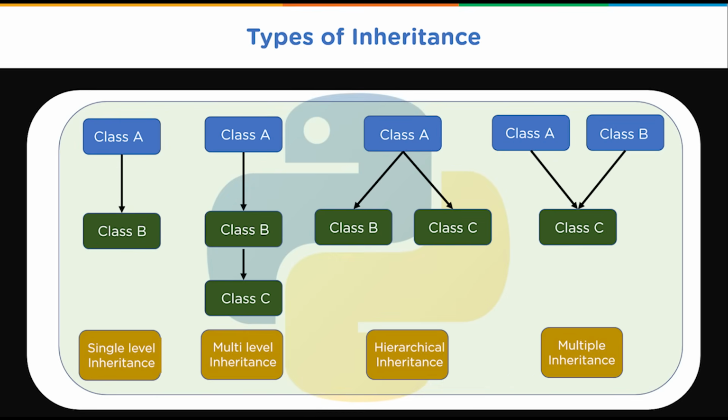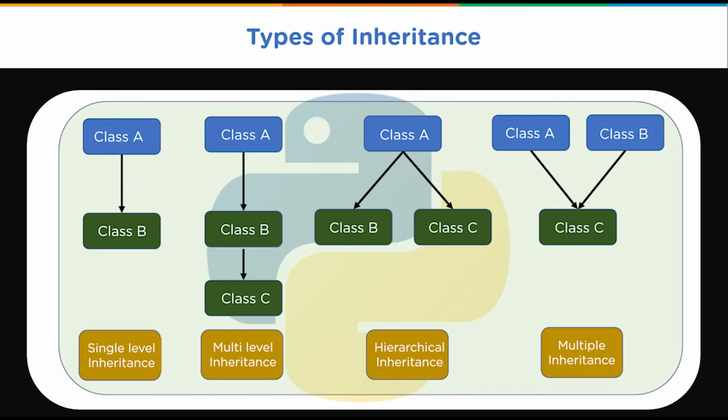Next is hierarchical, in which two classes are inheriting from a single class. Class B is also inheriting from class A and class C is also inheriting from class A. So both class B and class C are kind of siblings to the parent class A, right?